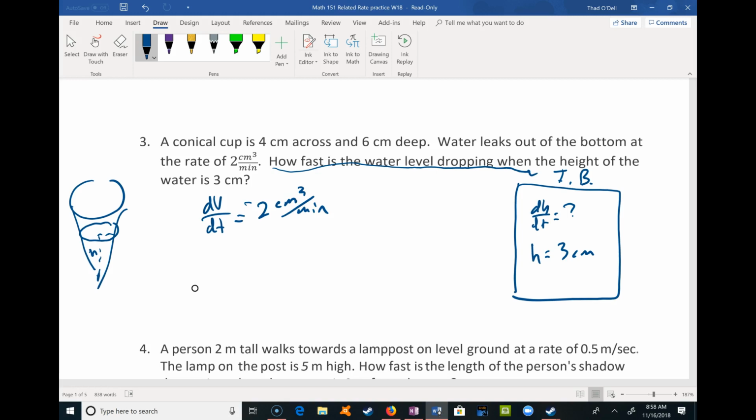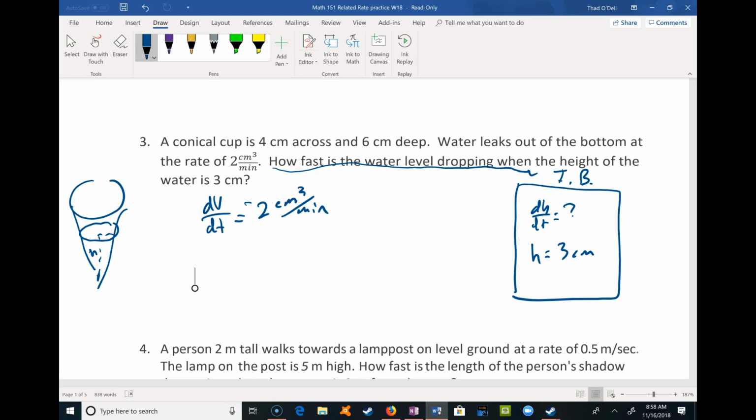Okay, so what do we need? What kind of equation do we need here? What do we want to relate? Height of the water with the volume of the water. That's what we want to relate, right? You all see that? Again, it's that simple. I know the rate of change of volume, and I want to know the rate of change of height, so that means I need to relate volume and height. That's as simple as it gets. It's not any more complicated than that.